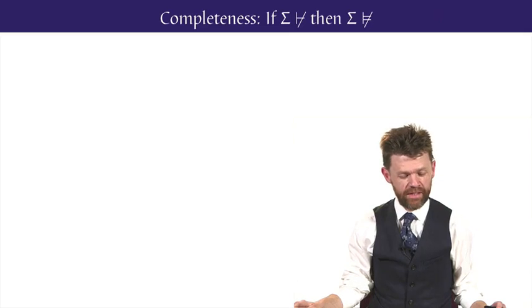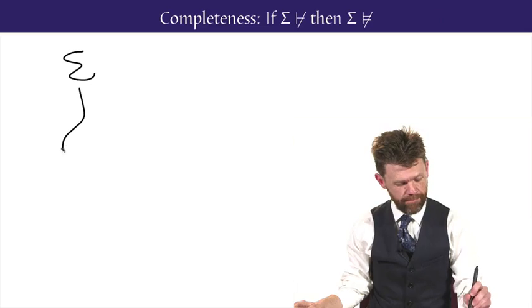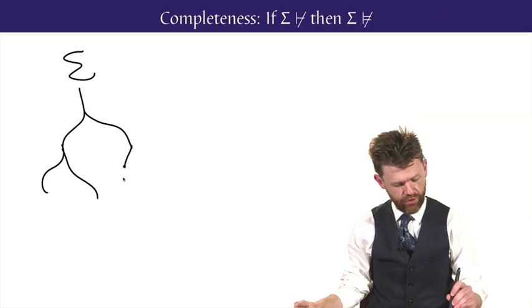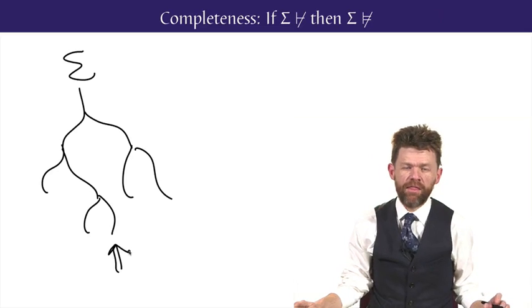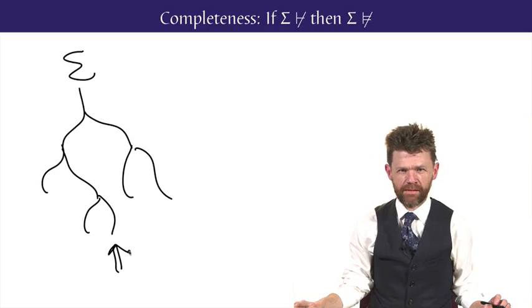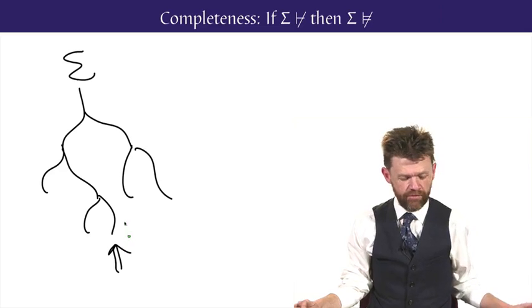This tells us that if sigma is consistent, if a tree for sigma stays open, so I follow my rules, do my tree, and if one of these branches is open, then there is some interpretation that makes sigma true. For this, we start with a completed tree for sigma. So we've got our tree, and I've got an open branch. The aim is to show that this open branch provides the information that we need for a model. And for this, we don't start at the top of the branch and work downwards. We start at the bottom.